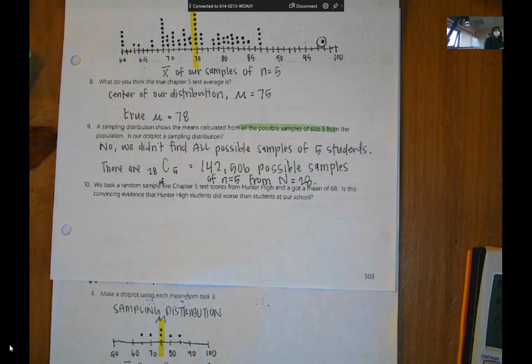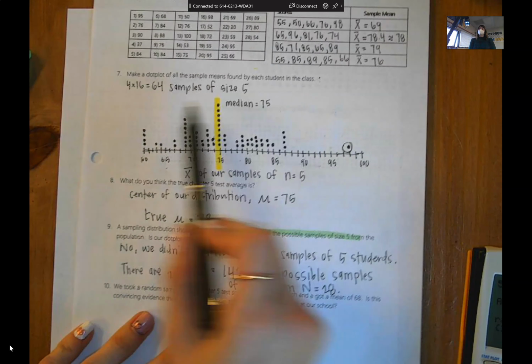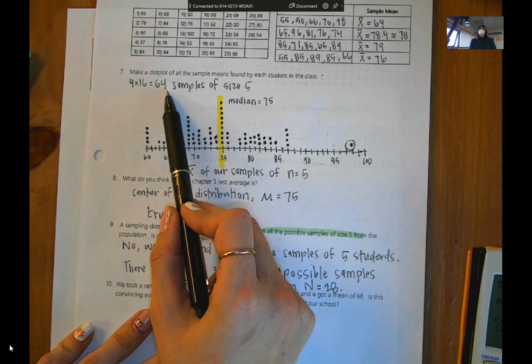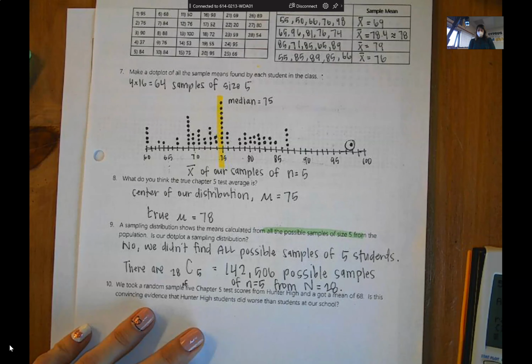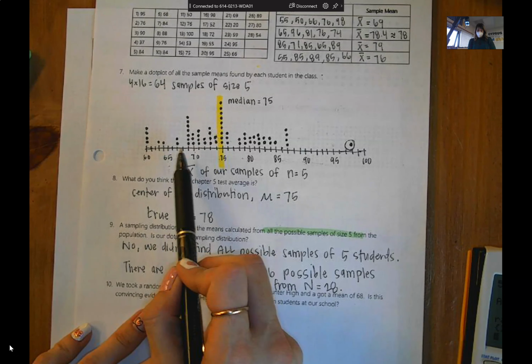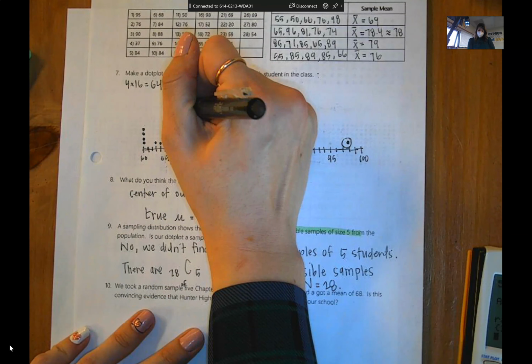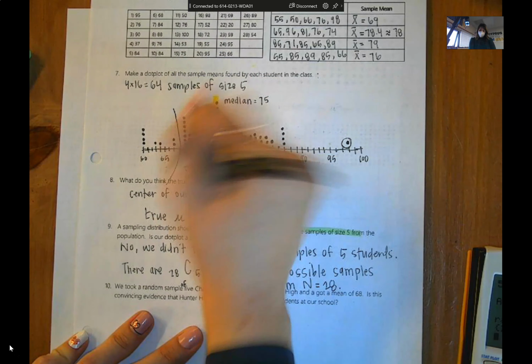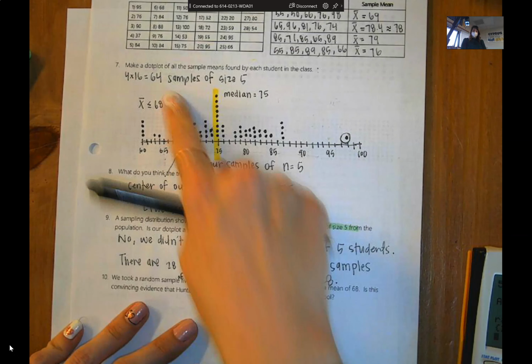Whenever you're asked about convincing evidence, we're looking for a certain percentage. Do you guys remember what it is? 5%. So let's look at our sampling distribution. Well, we took 64 samples from our class, and of those 64 samples, how many of them were 68 or less? So 65, 66, 67. So here is X bar less than or equal to 68. This is the section.